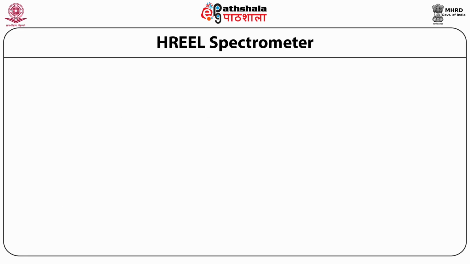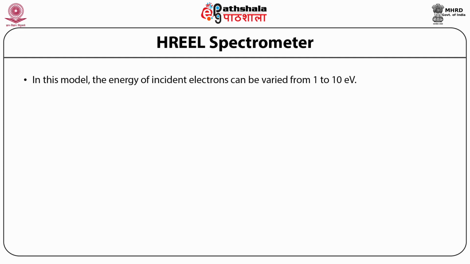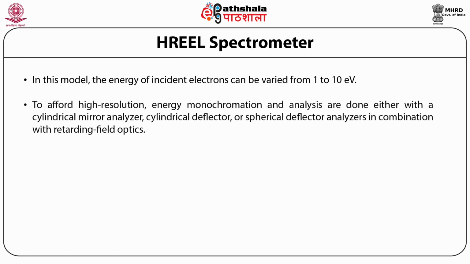HREEL spectrometer. In this model, the energy of incident electrons can be varied from 1 to 10 electron volts. To afford high-resolution energy, monochromation and analysis are done either with a cylindrical mirror analyzer, cylindrical deflector, or spherical deflector analyzer in combination with retarding field optics of specular. Collection of the backscattered electrons is afforded by rotation of either the sample or the analyzer.